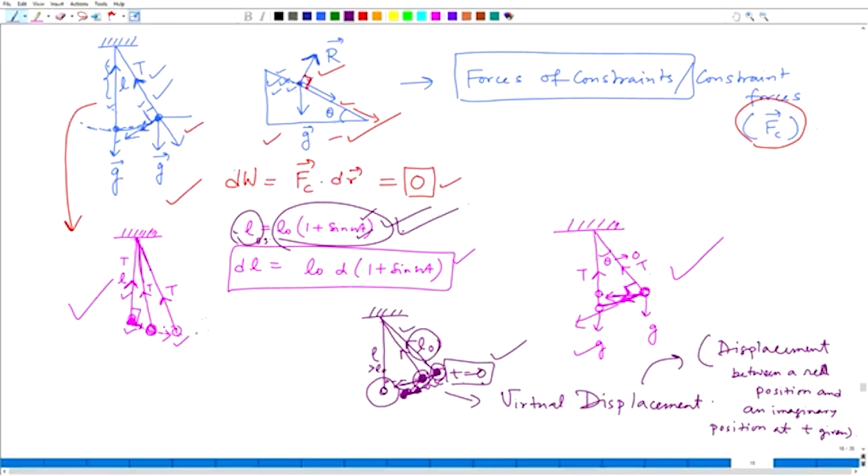So you understand what I am trying to say: virtual displacement you cannot realize or make in a real system's evolution. Virtual displacement means that you just have all the positions possible for a system which is evolving, and now you take one time instant.